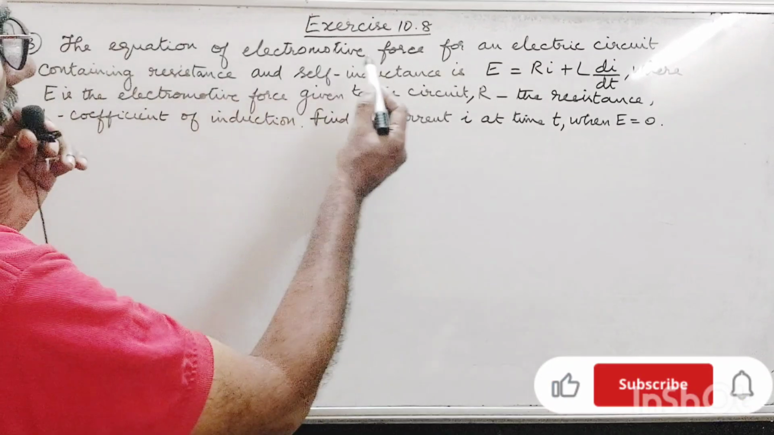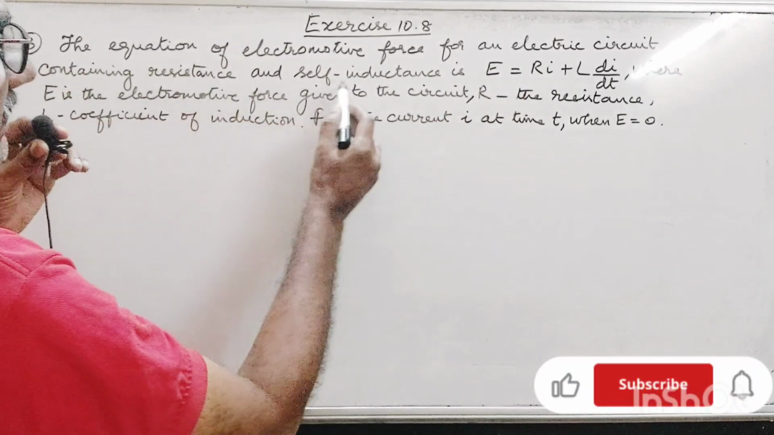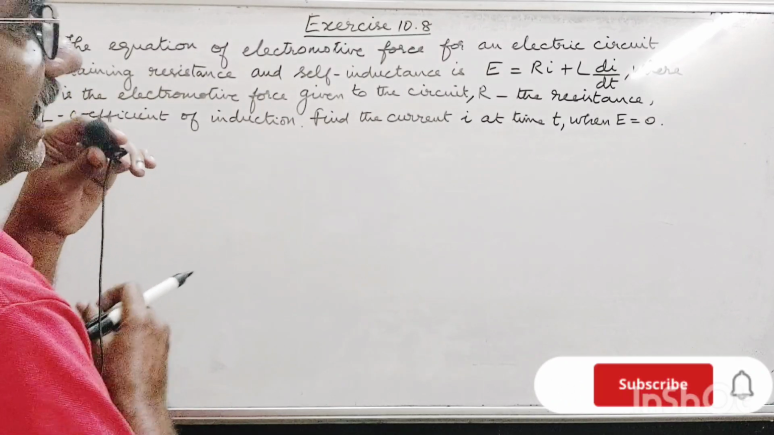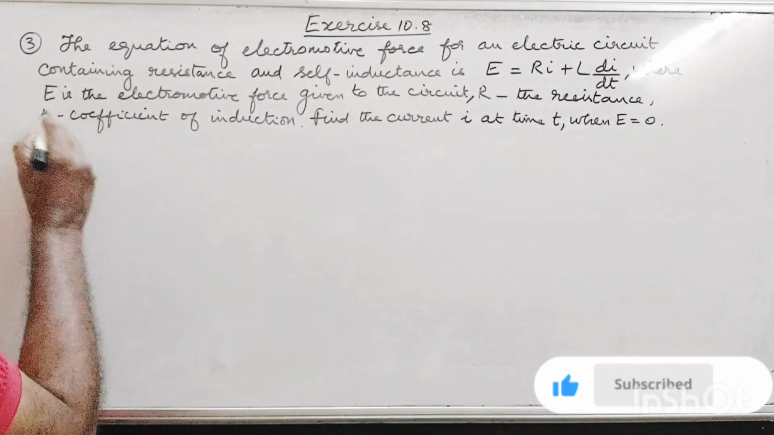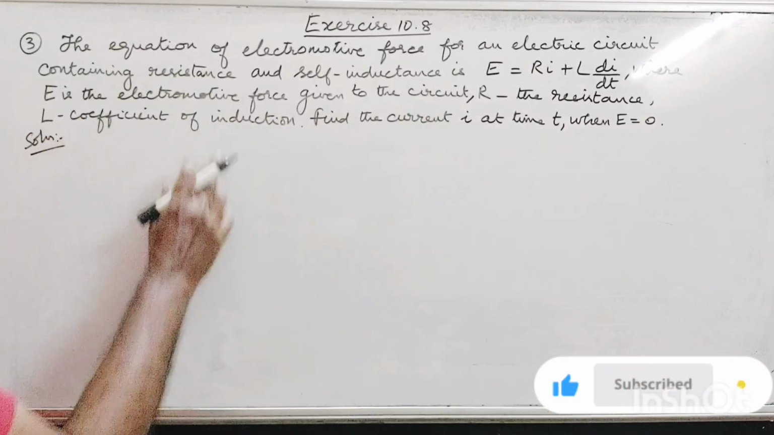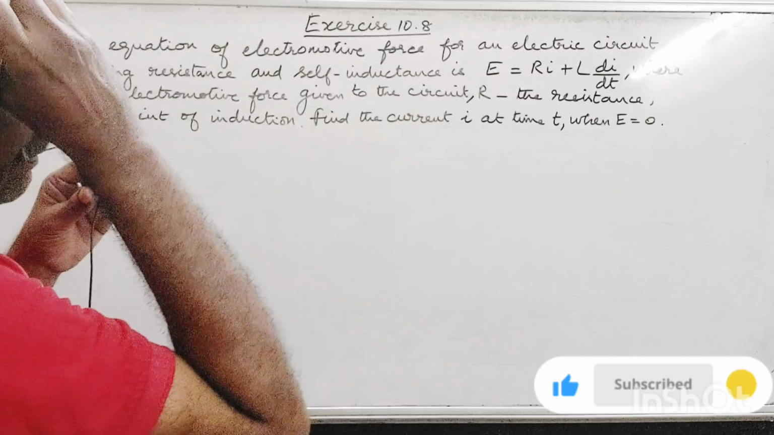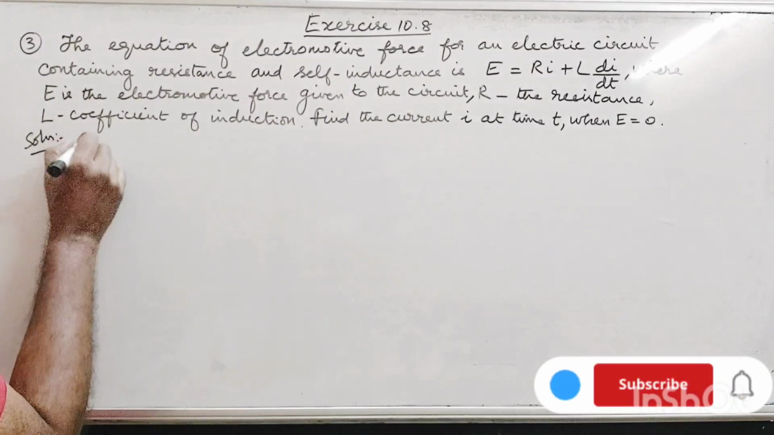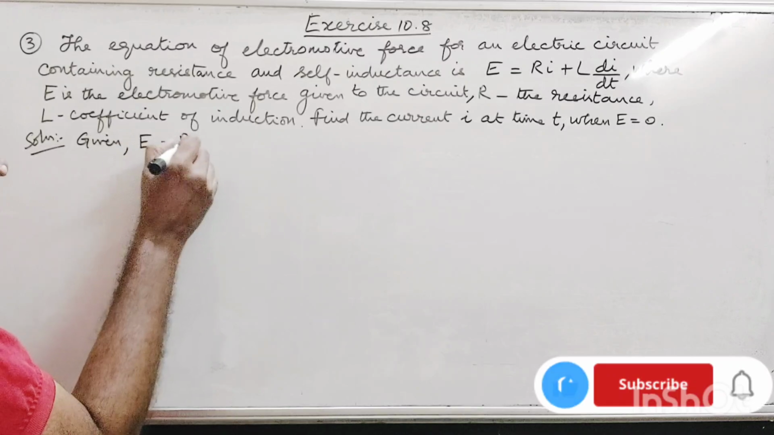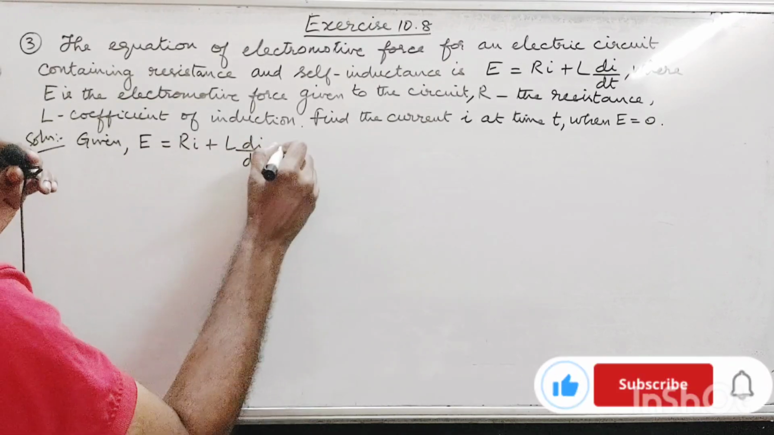The equation of electromotive force for an electric circuit containing resistance and self-induction is E equals Ri plus L into di by dt, where E is the electromotive force, R is the resistance, and L is the coefficient of induction. Find the current i at time t when E is equal to 0. So what is given here? Given the equation E equals Ri plus L into di by dt.